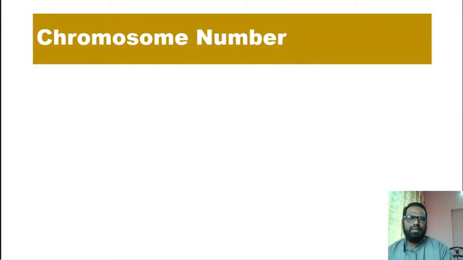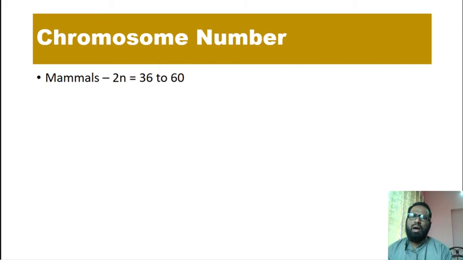Then the chromosome number. We want to have a general idea about how the chromosomes are in different groups of animals. First, we'll discuss the mammals. In the case of mammals, most of them have a diploid number of chromosomes between 36 and 60. For example, a human being has 46 chromosomes, which is somewhere between 36 and 60. It means that the majority of the mammals studied so far have a diploid number anywhere between 36 and 60. This is a very common thing which is observed.